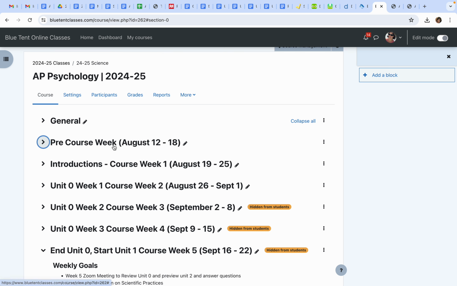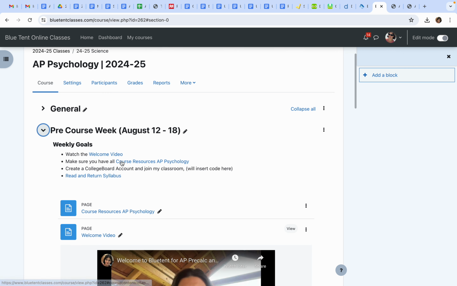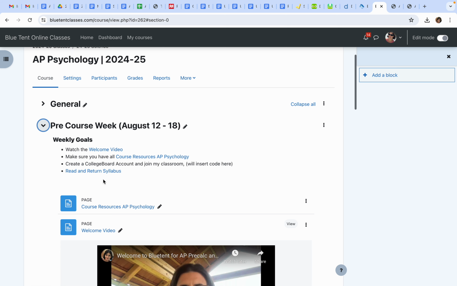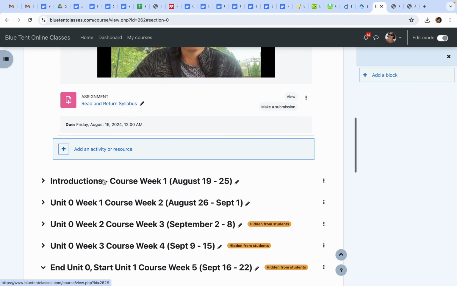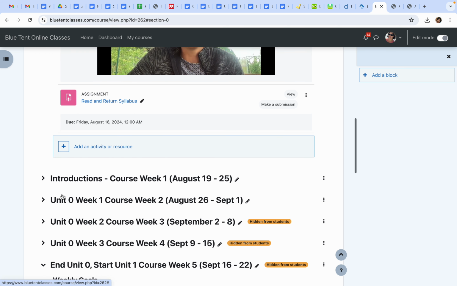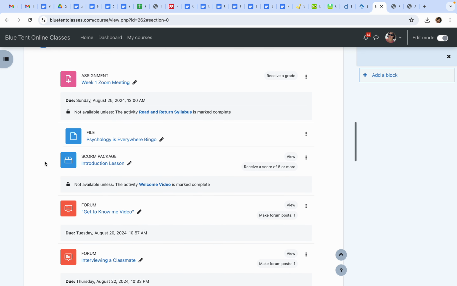You'll see I really want to be very clear what students need to do each week. So everything is in these tabs. There's an overview of what's going to be done for the week, and everything is below that. So it's very clear to see what needs to be done each week.